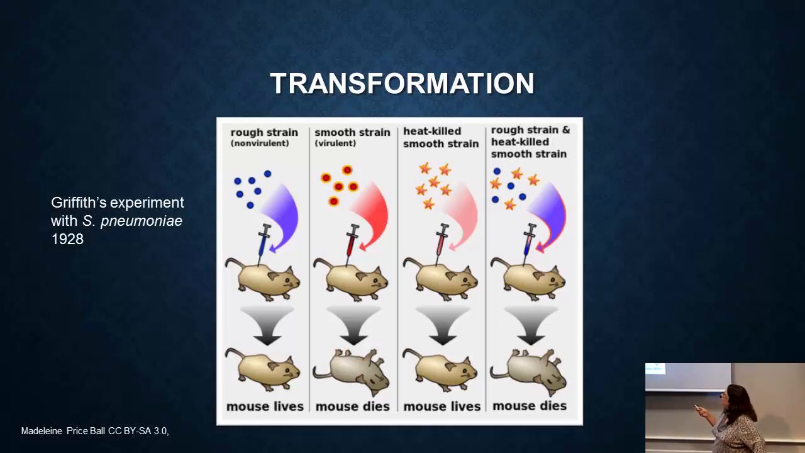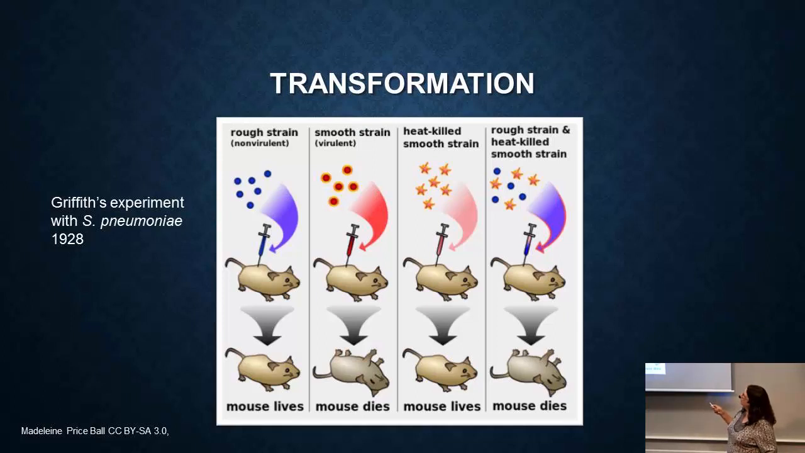He had two variants. One was called smooth, and that's how it looked on an agar plate. If you injected that one, the mouse died. But the rough strain, which was bumpy on the plate, if you injected it in a mouse, the mouse was fine. We say it's avirulent or non-virulent. It can't cause disease. If you took the smooth strain and heated it up, you killed it, and then injecting the mouse was fine.